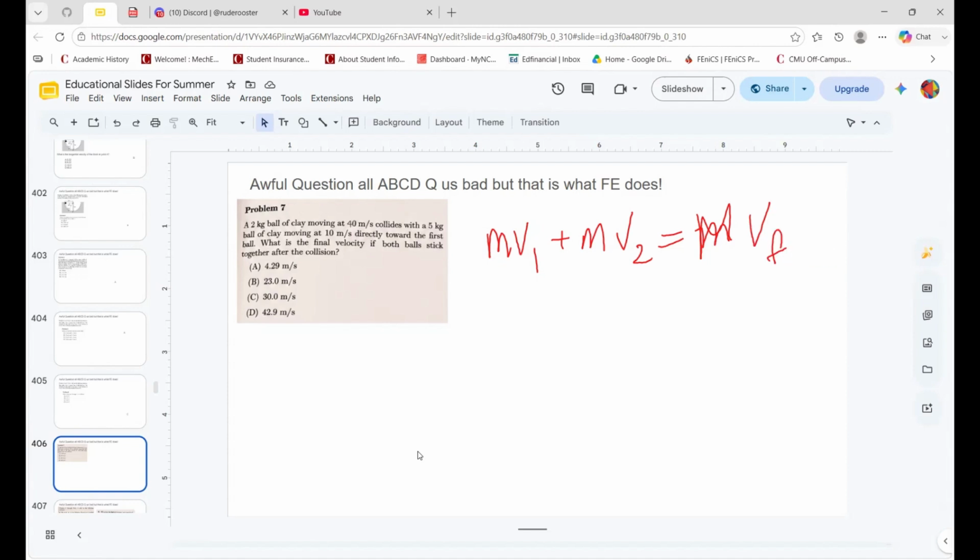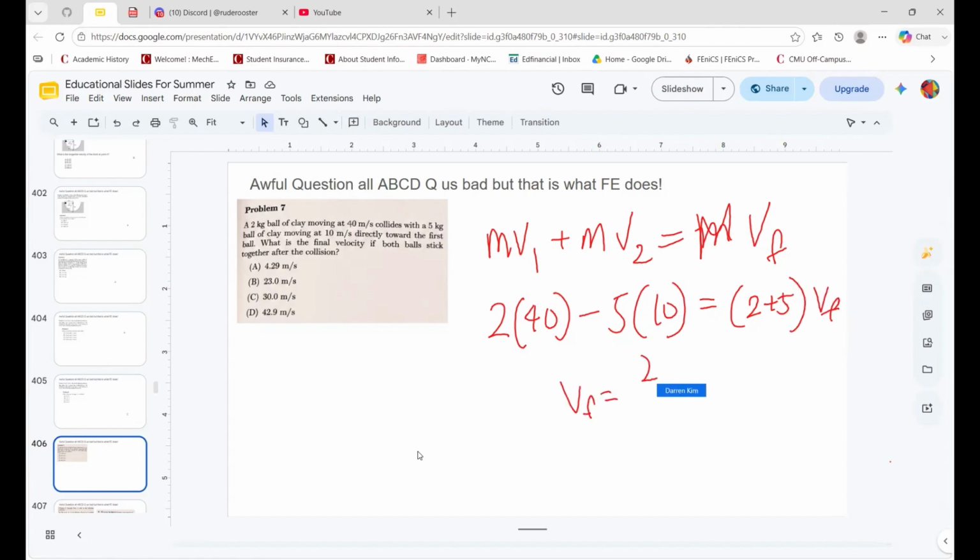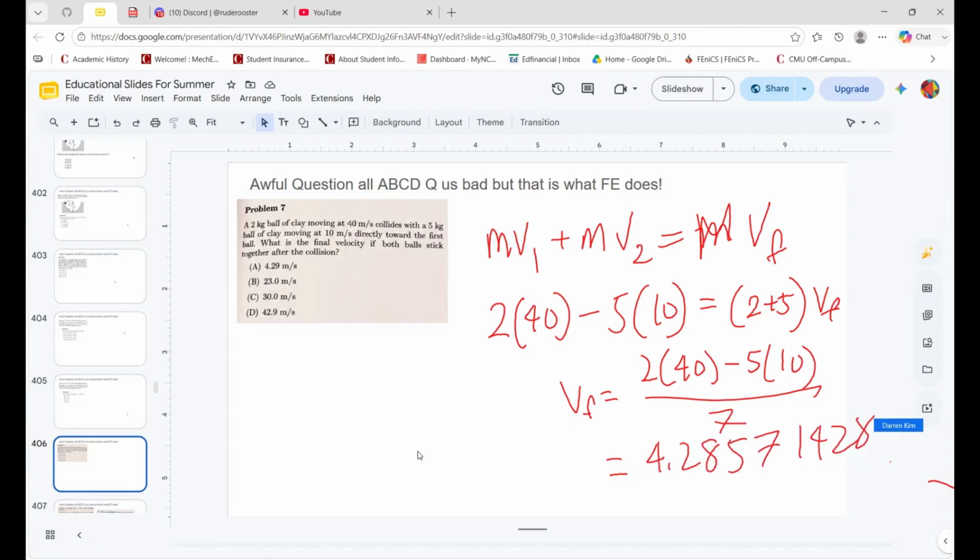Okay, so what you do is 2 multiplied by 40 collides with a 5, which is a minus now because, as we discussed, direction matters. Don't forget the direction like me last time. So this is 2 plus 5, and V final is this. V final equals 40 minus 5 times 10, and then this is 7. Let's just do all the math in my calculator real quick. 2 multiplied by 40 minus 5 multiplied by 10, divided by 7. Well, that is about 4.28571428.